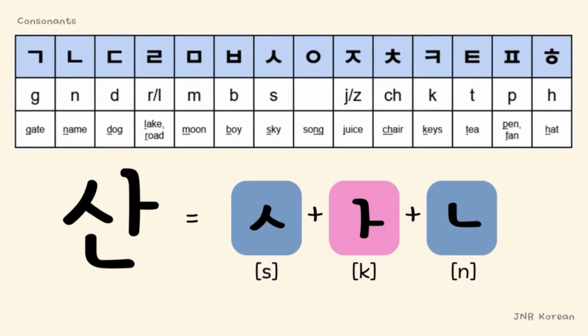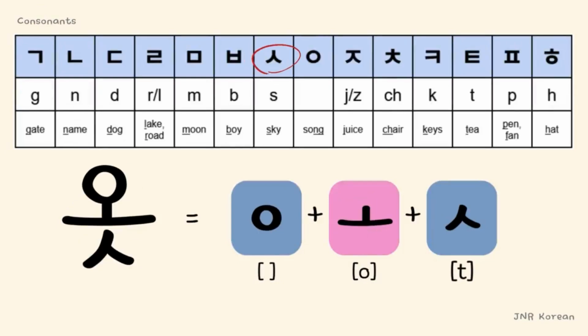For example, the first consonant 시옷 in the letter 산 is pronounced as 스. And in the word 옷, the consonant 시옷 in the final position is pronounced as 트.